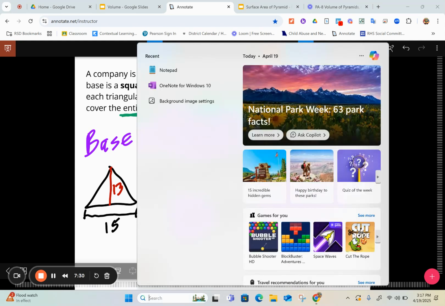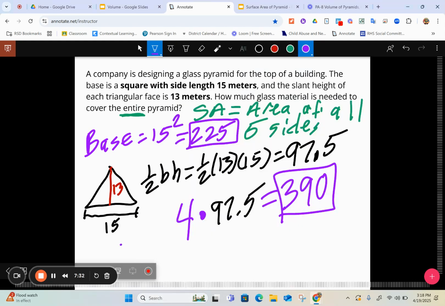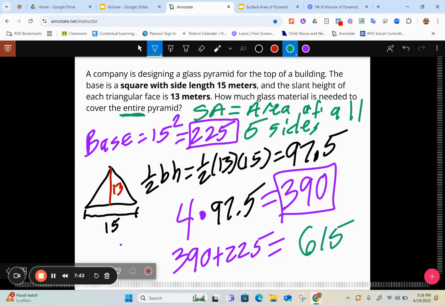So 390 plus 225 gives me my final answer. How much glass is it going to be? 615 cubic meters. So you would tell me this is 615. That's in PA 9.